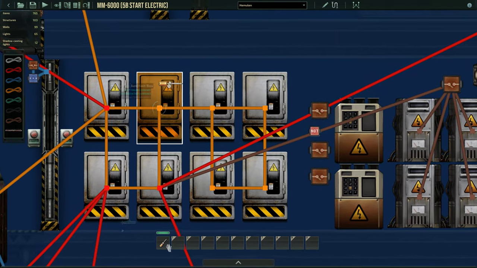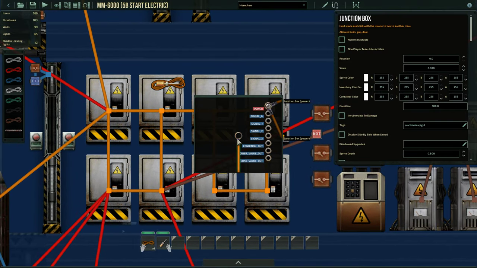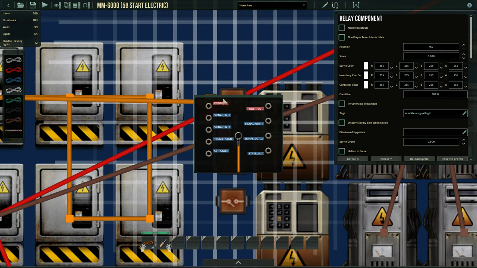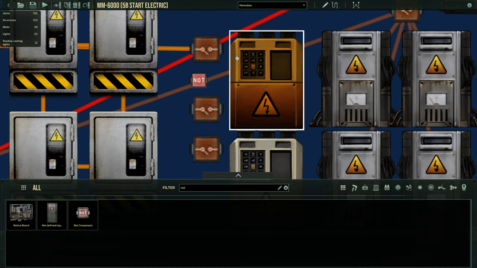This is how I wire up my batteries. I start with my orange from a junction box into a power in of a relay. Let's talk about this relay.